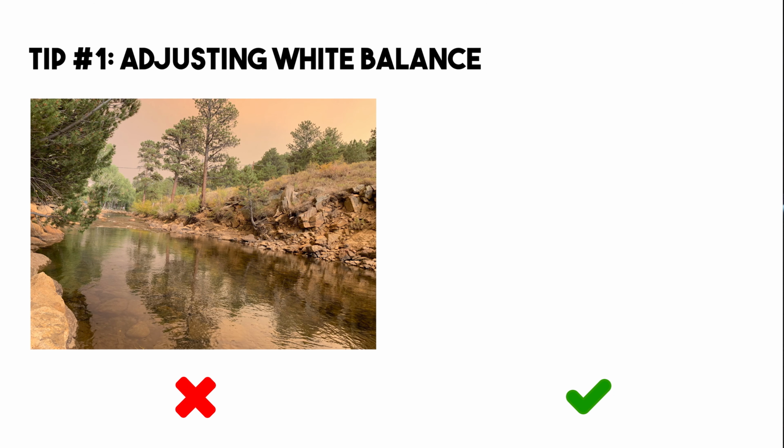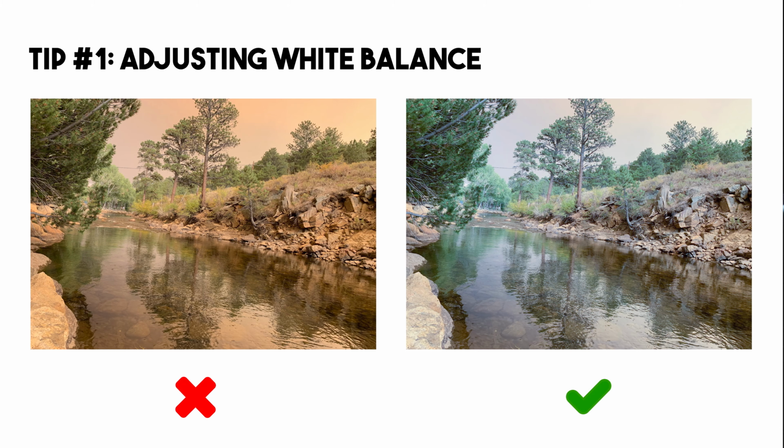Tip number 2 is related to adjusting your white balance. What do I mean by adjusting your white balance? It means you need to make sure the stuff that is colored white in reality looks white in the photo as well, which is relatively going to fix other colors as well.